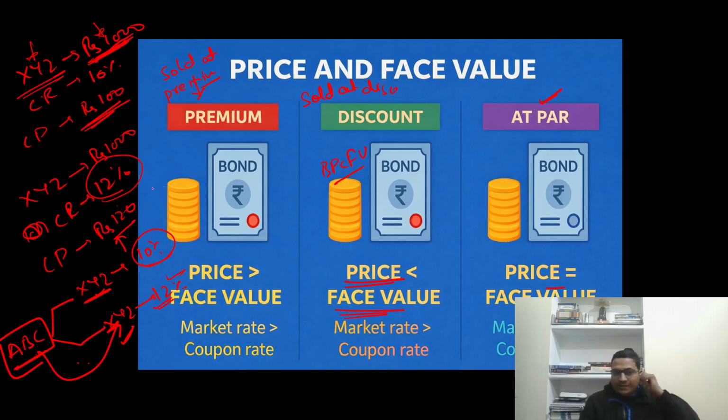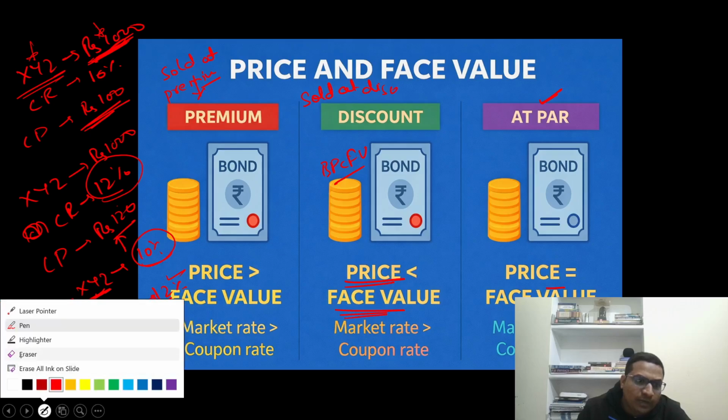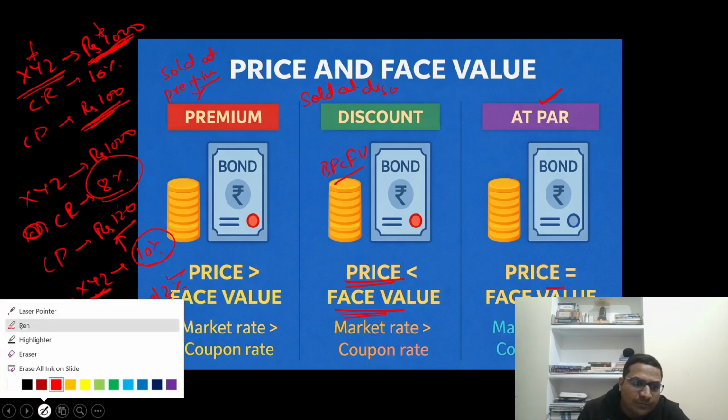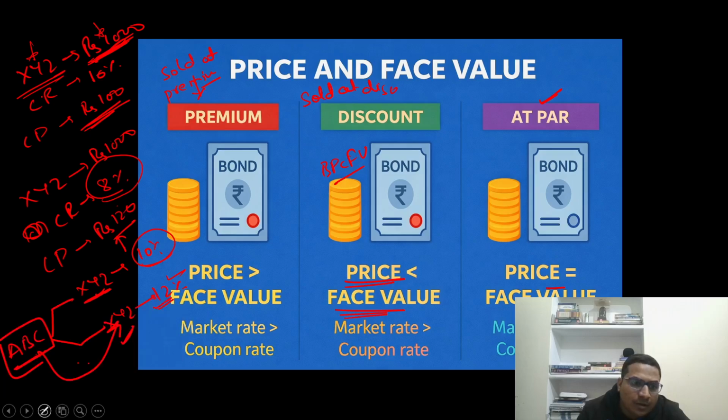Okay, now in the same case, let's say the new prevailing market rate has changed from 12% to 8%. Now, if it is 8%, that means you are getting 80 rupees as a coupon payment. So let's say this is a rupees 80 coupon payment.